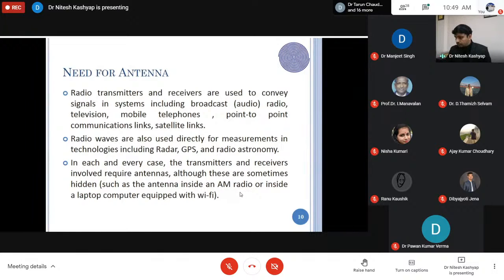Antenna for communication, in which in each and every case the transmitter and receiver involved require antennas, although these are sometimes hidden, such as the antenna inside an AM radio or inside a laptop computer equipped with Wi-Fi. So those are some points that I have written here, that the antenna is a very important or integral part of the wireless communication system.